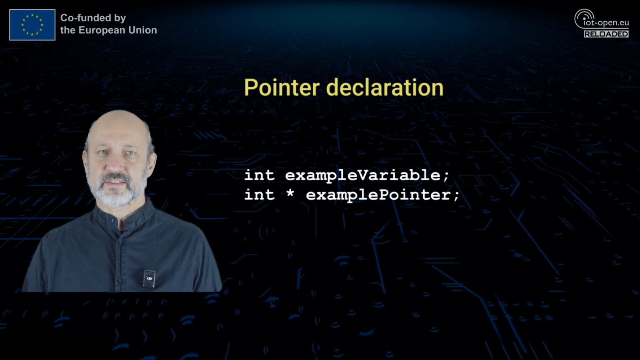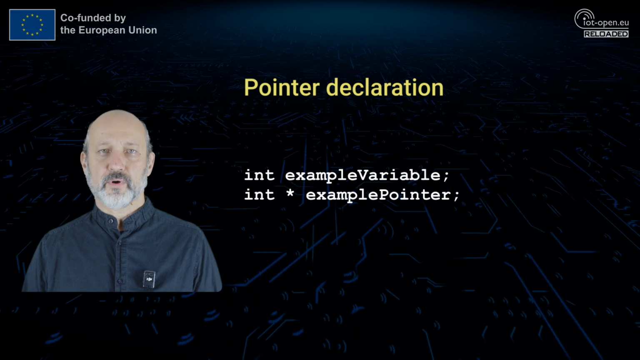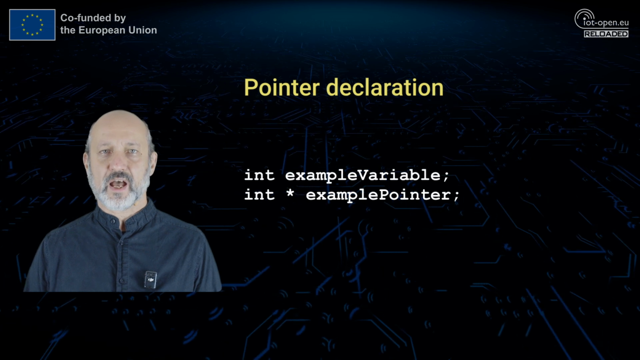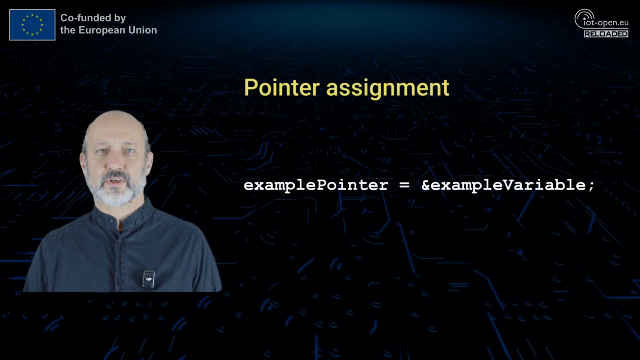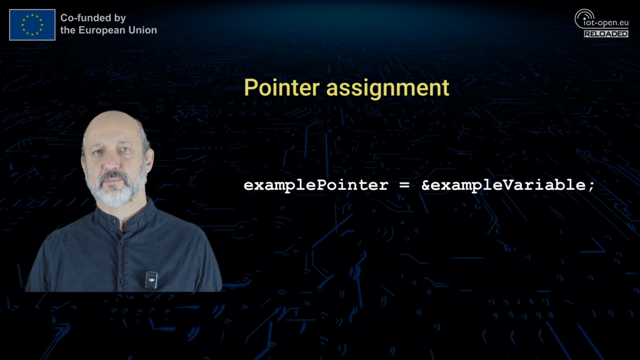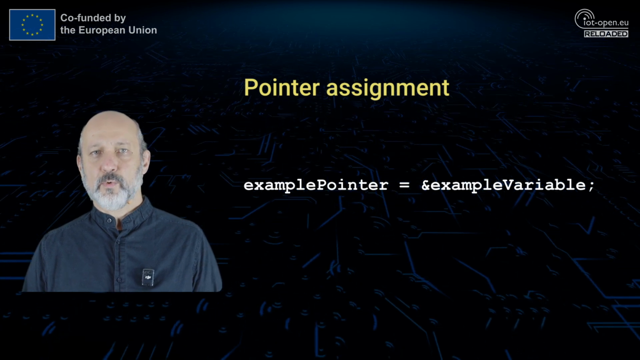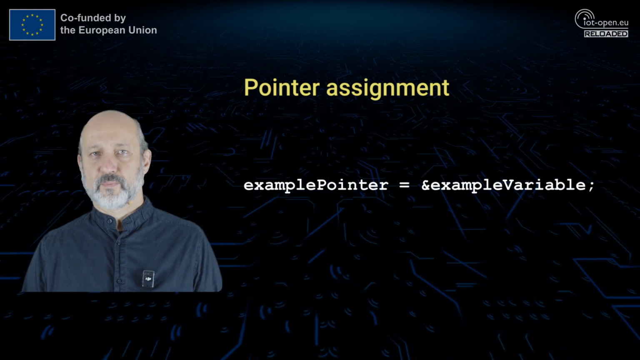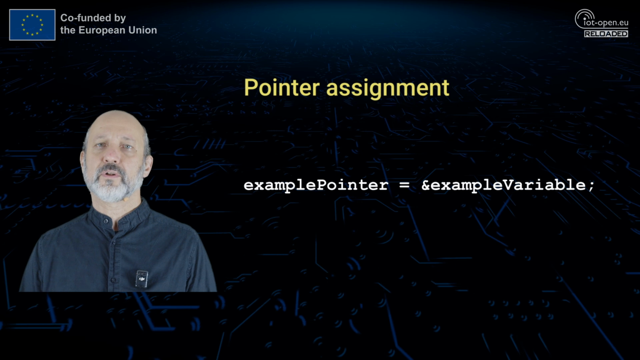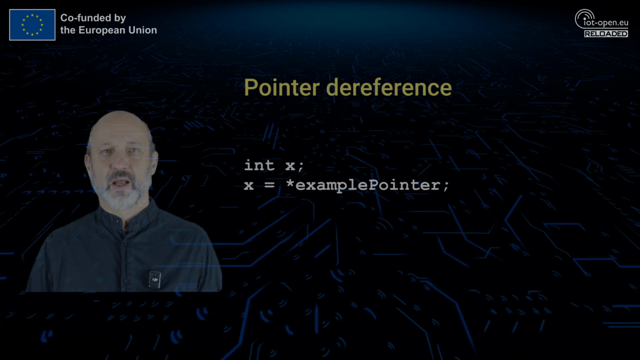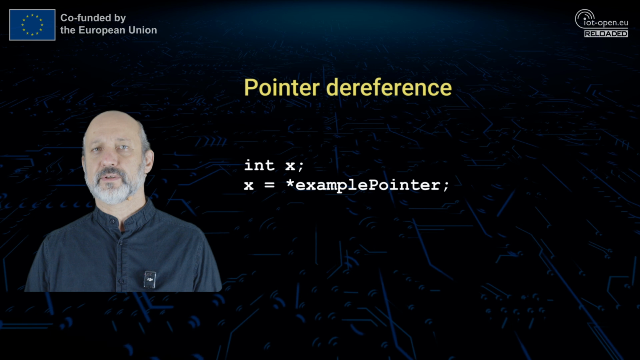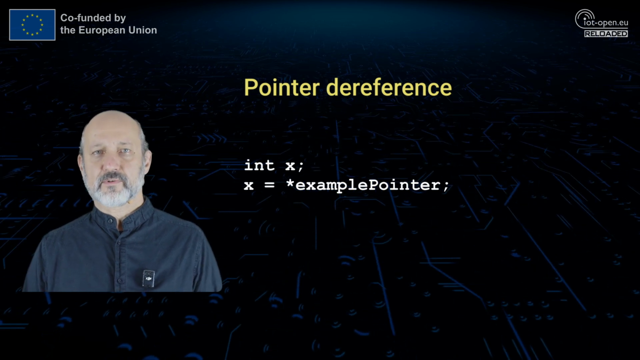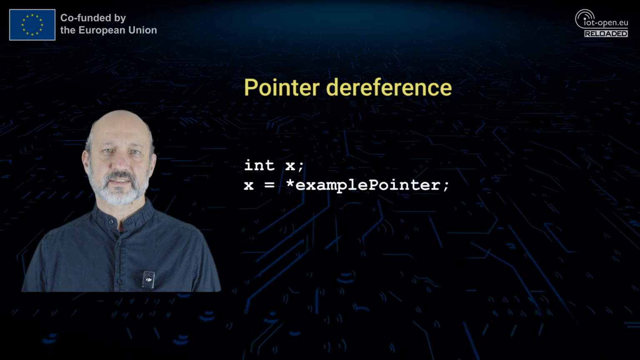We can use the asterisk symbol to define the pointer variable. After definition, the pointer doesn't hold any specific address. We can assign the pointer to a previously defined example variable. To get the address, we use the address of operator. From this point, the example pointer holds the address of the example variable. We must use the dereference operator to access the example variable's value. The x variable will get the value of the example variable.